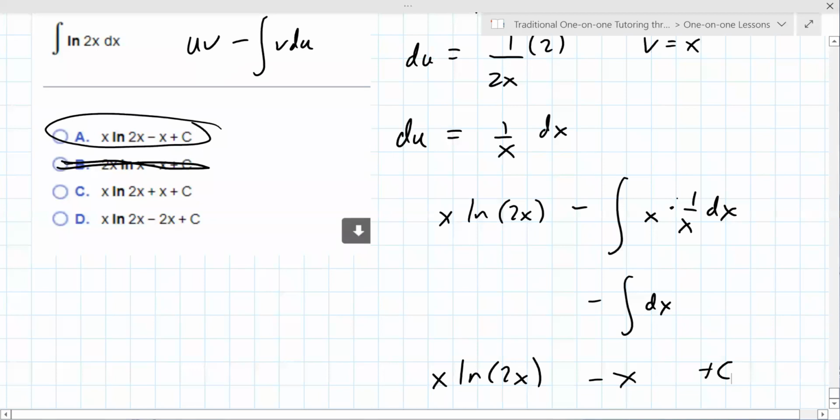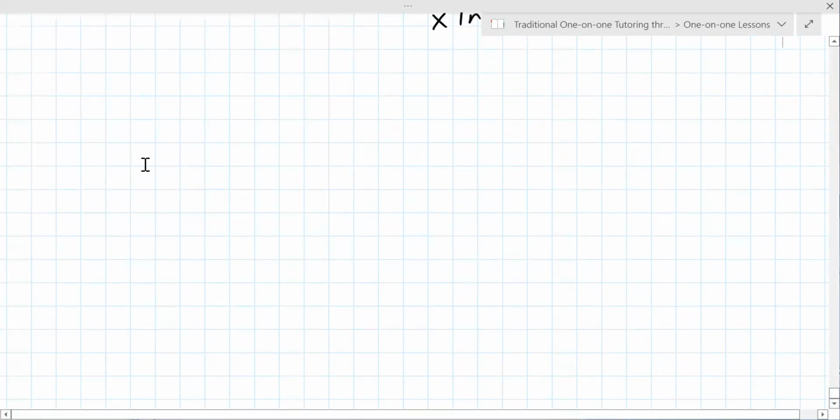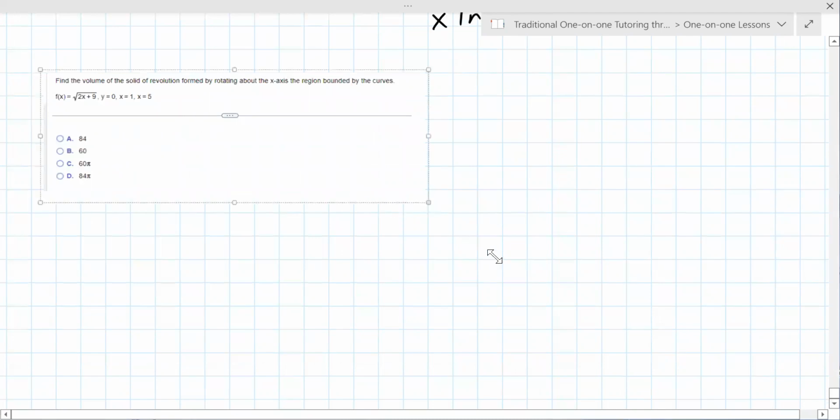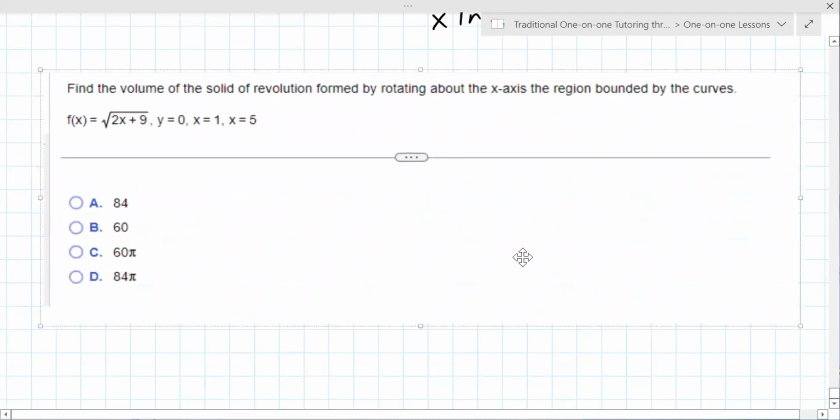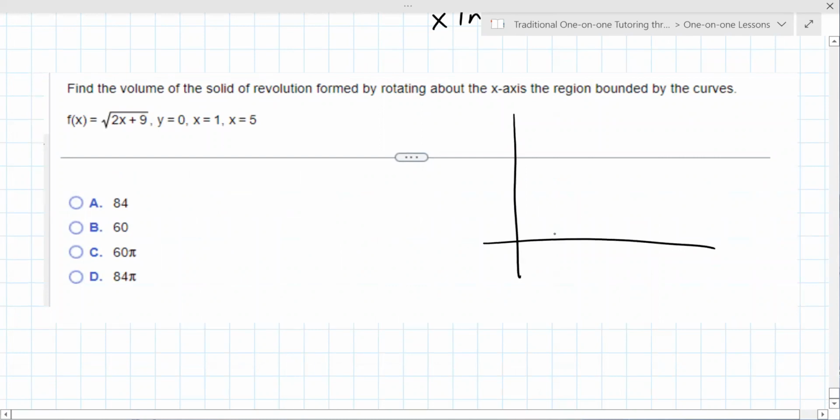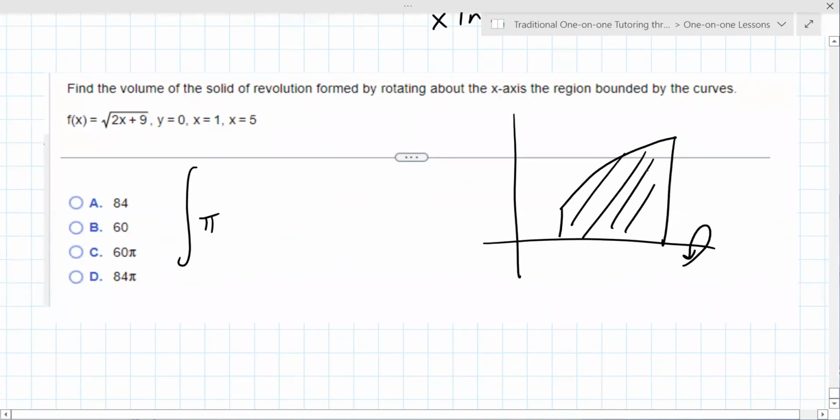All right, so we're on to, let's see here, 35. Volume of a solid. All right, so the curve here looks something like this roughly. And so we're revolving this area around the x-axis. So the integral is pi r squared. That's for a circle. And here, you're squaring the square root of 2x plus 9, and you're doing it from 1 to 5.